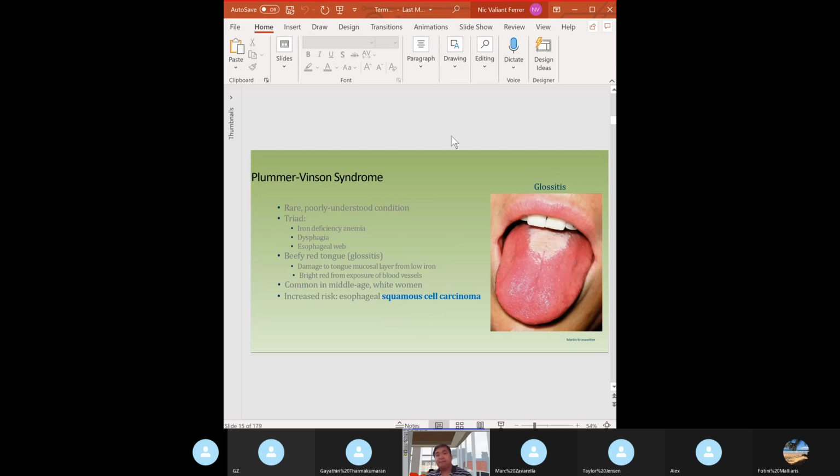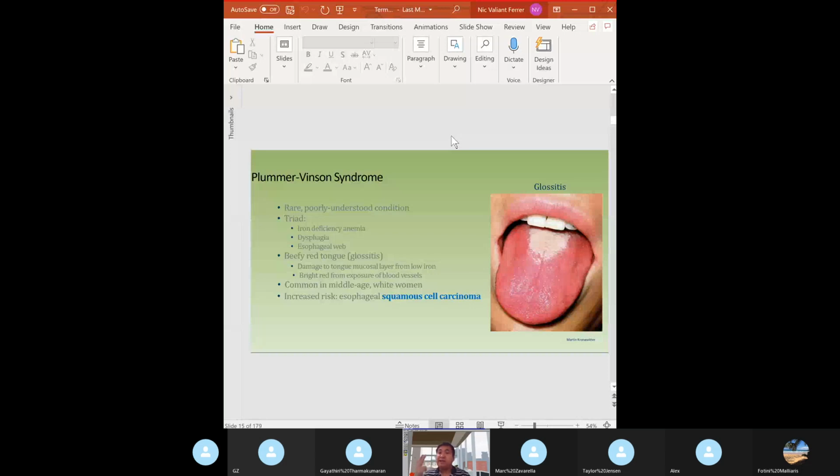Another high yield is PVS, Plummer-Vinson syndrome. Don't forget the triad: iron deficiency anemia, dysphagia, esophageal web. Iron deficiency anemia. What kind of anemia is it? Macrocytic or normocytic? What kind of anemia is iron deficiency? Is it big, macrocytic, or microcytic? Microcytic. Is it normochromic, hypochromic, hyperchromic? Hypochromic, pencil cells. Exactly.